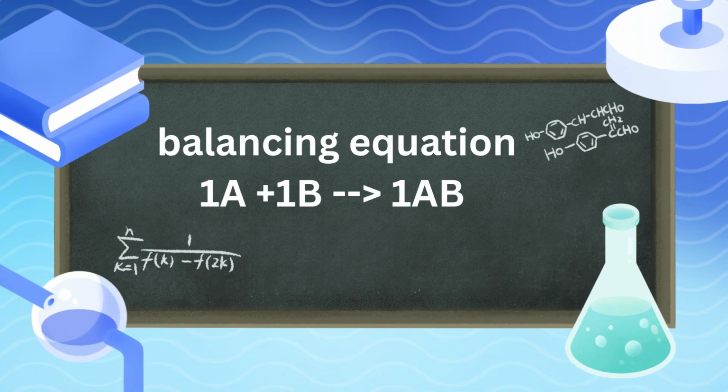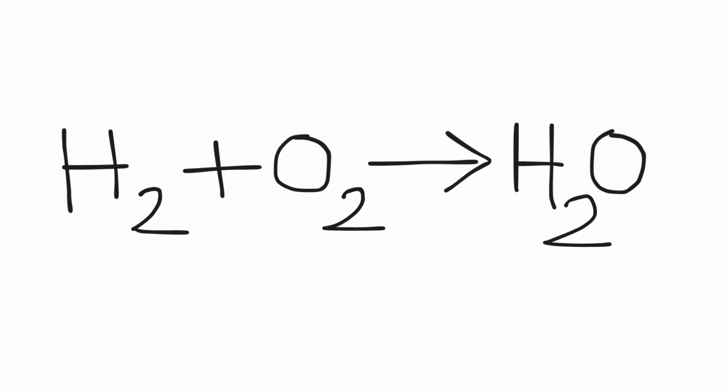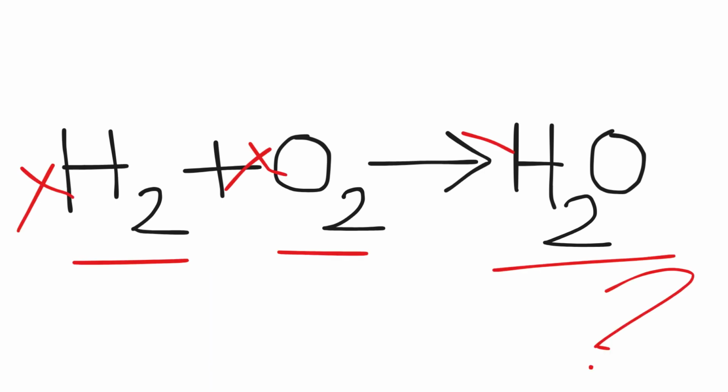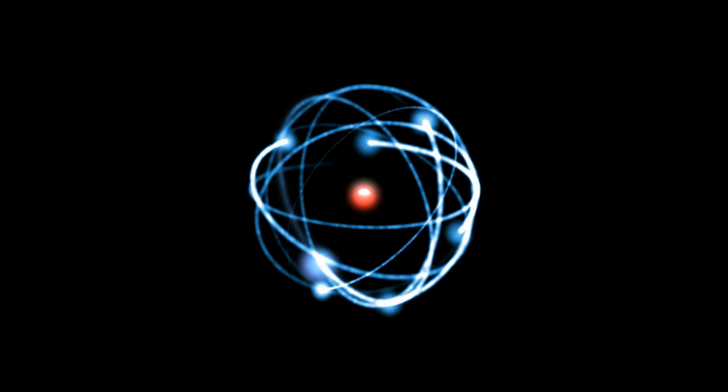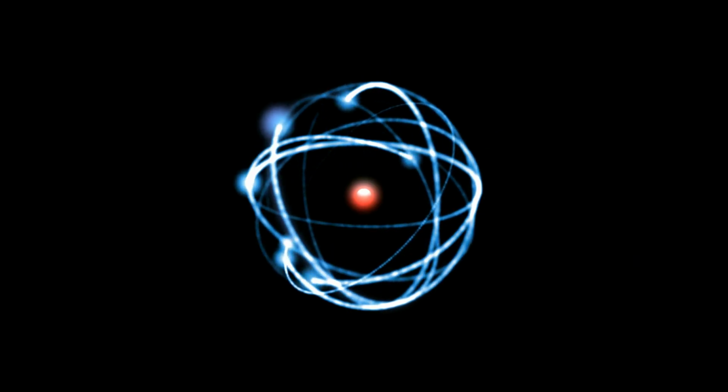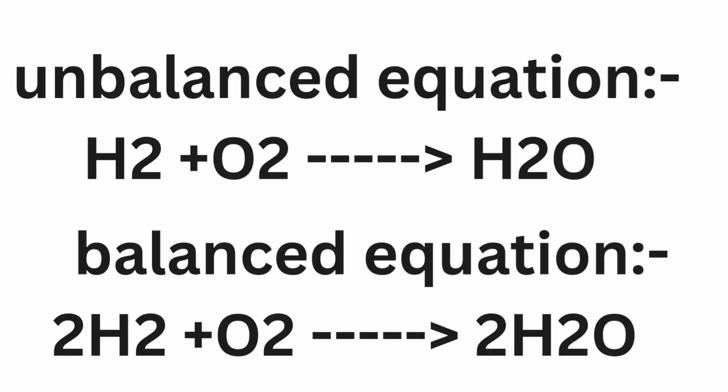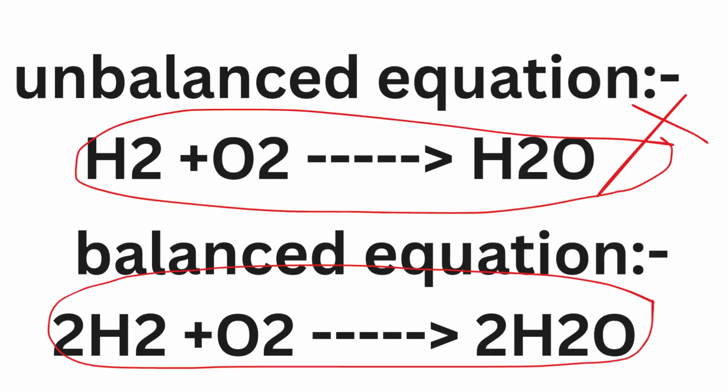Today we are going to study balancing equations. In chemistry, reactions must follow the law of conservation of mass. That means atoms cannot be created or destroyed. So every chemical equation must be balanced.